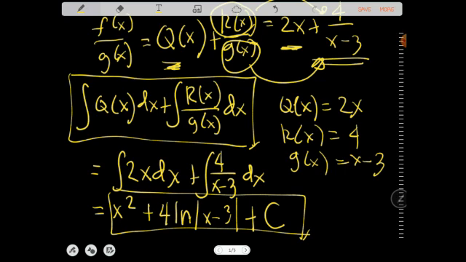So next example. Meron pa ba akong example? Okay. Yan, last na siguro to.